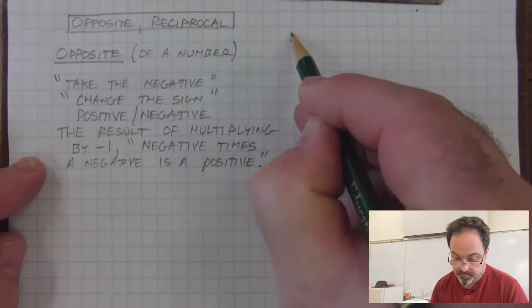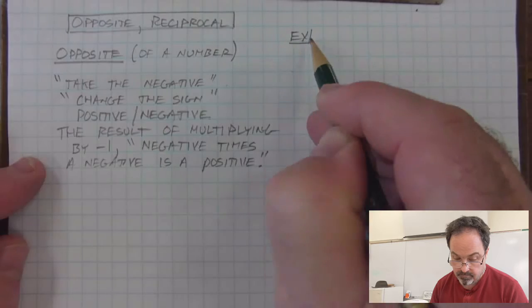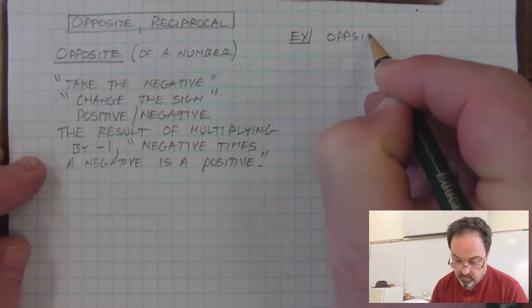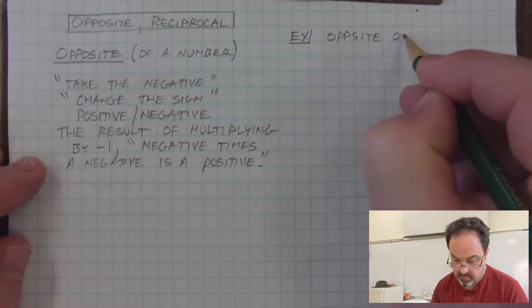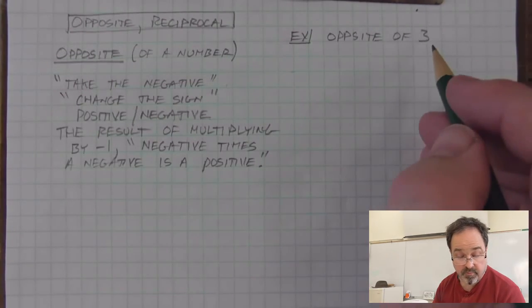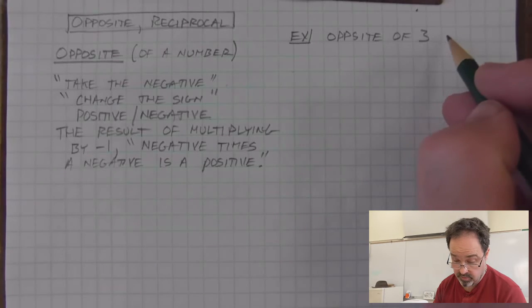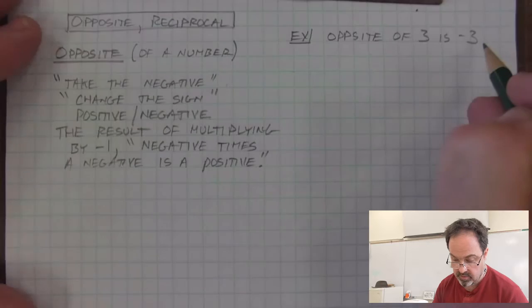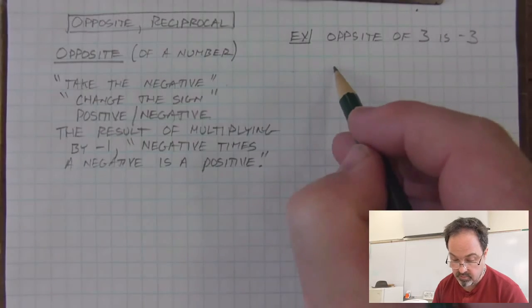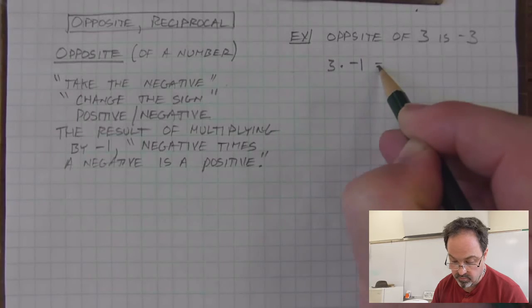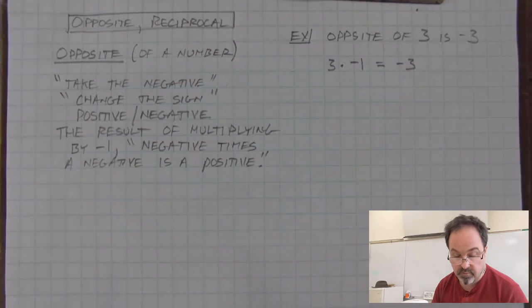For example, we could be asked, what is the opposite of 3? The opposite of 3 is -3. We change the sign. Mathematically, what we've done is we took 3 and we multiplied by -1. The result was -3.